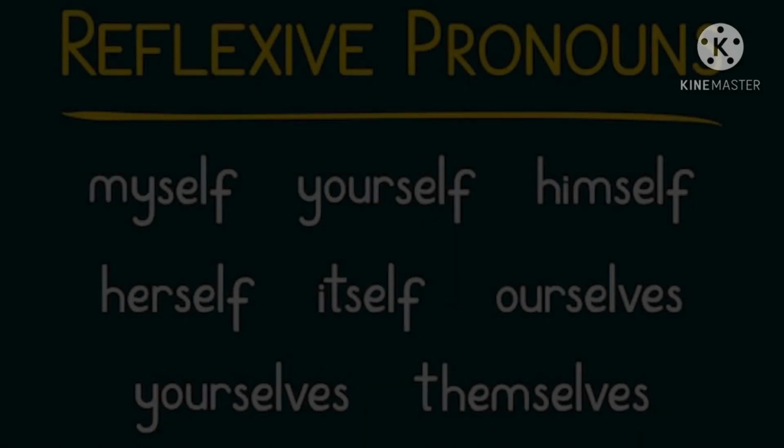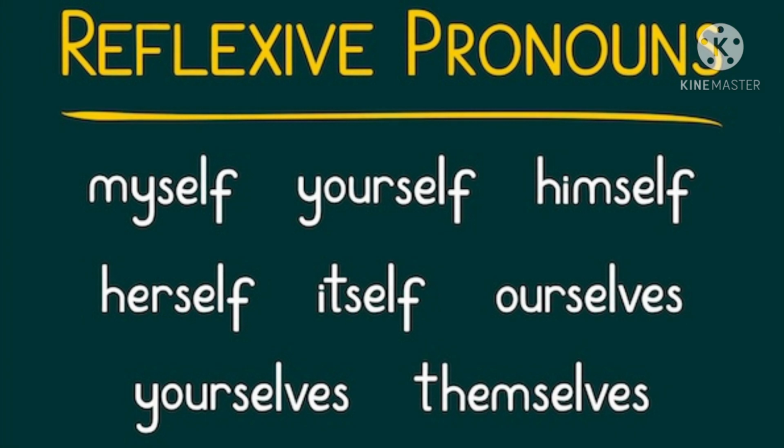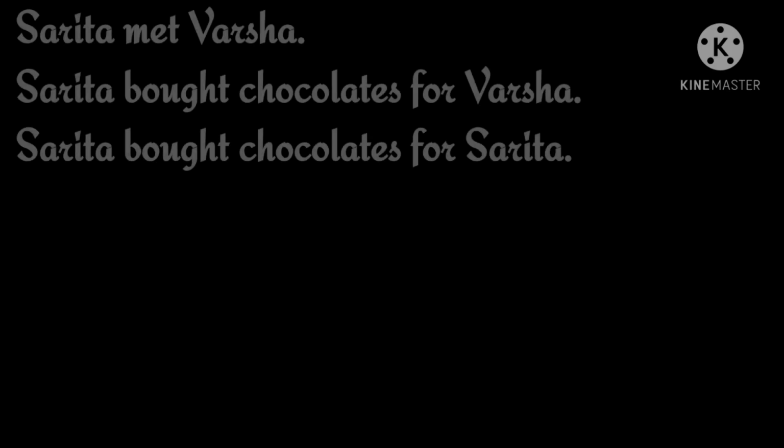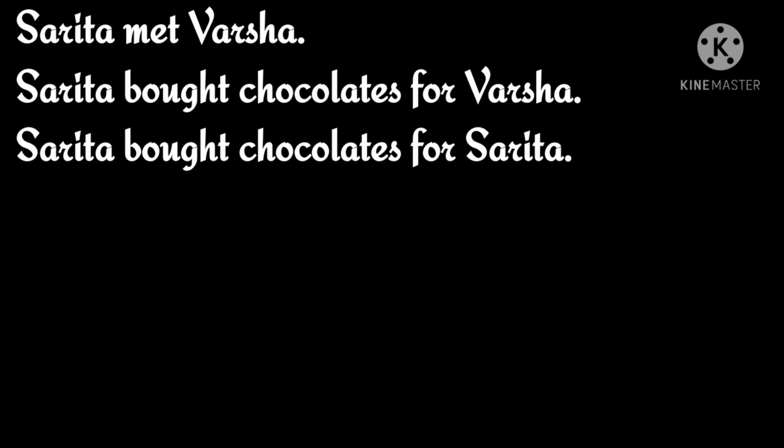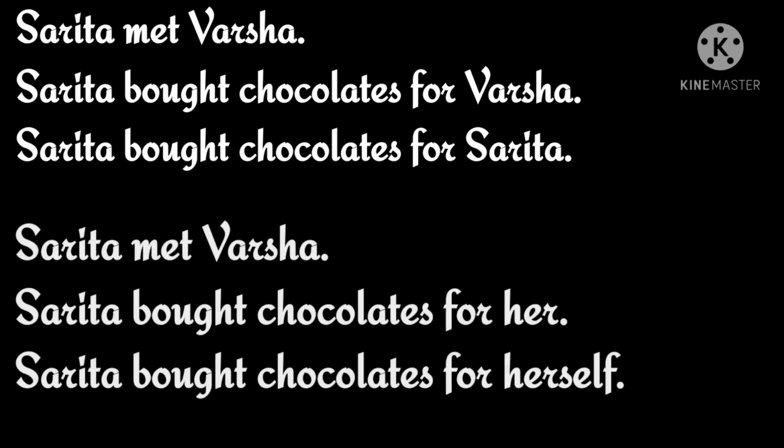Clear? Okay, so now let's look into the reflexive pronoun. Now suppose there's a girl whose name is Sarita. Sarita met Varsha. Okay, Sarita bought chocolates for Varsha, and also Sarita bought chocolates for Sarita. Clear? Now let's rewrite these sentences using pronouns. Sarita met Varsha. Sarita bought chocolates for her, and also Sarita bought chocolates for herself.